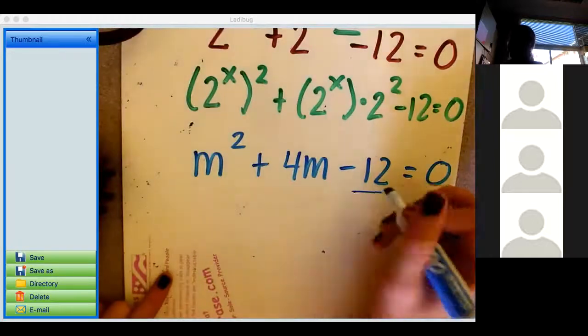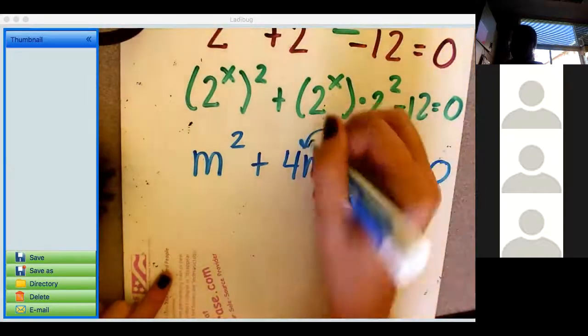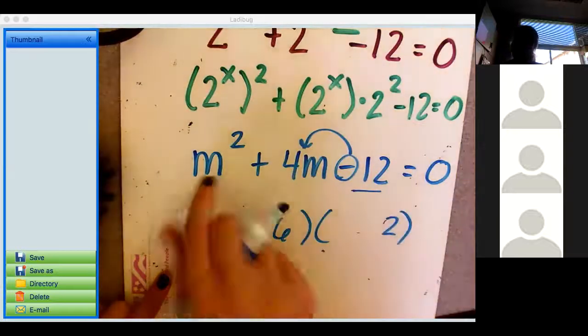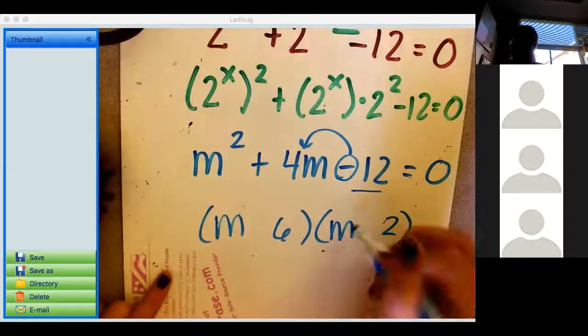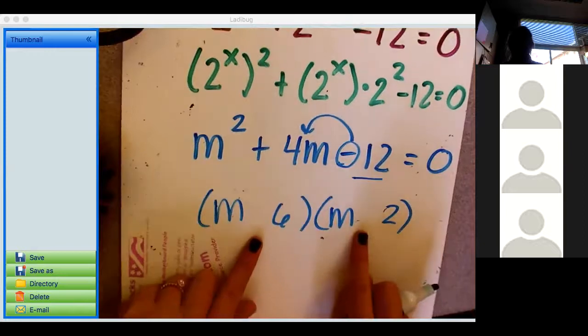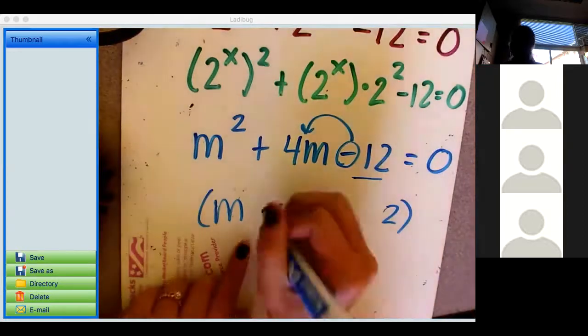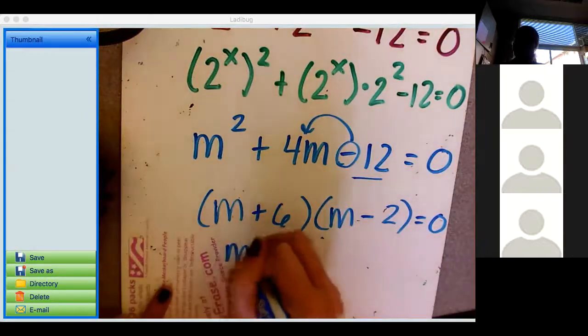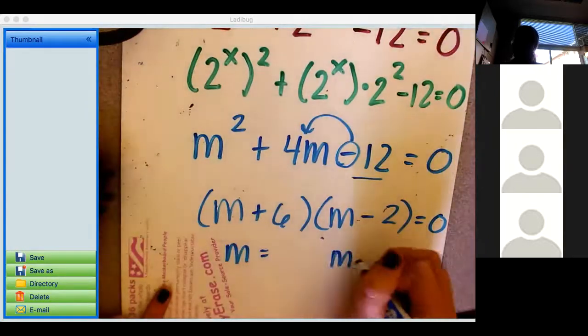Good. Factors of 12 that subtract to give me 4 will be 6 and 2. m squared is m and m. Which one's positive? Which one's negative? 6 is positive, 2 is negative. So what are my 2 values for m?